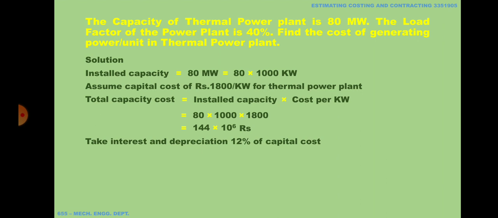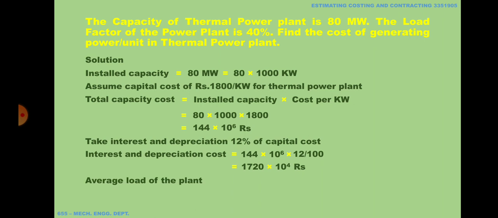Now take interest and depreciation as 12% of capital cost. So interest and depreciation cost is equal to 144 into 10 raised to 6 into 12%, which is equal to 1720 into 10 raised to 4 rupees.